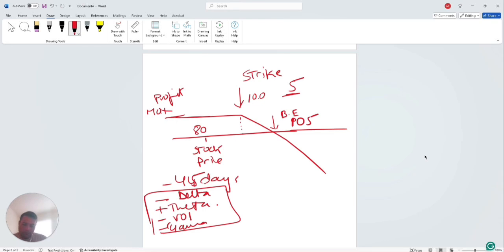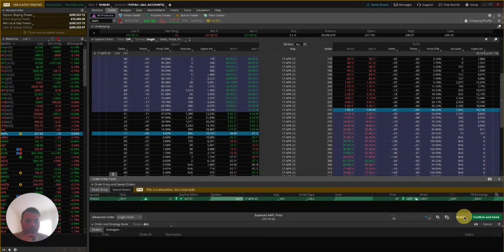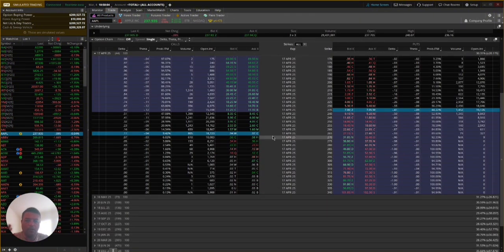Now, how do you actually defend this? What do you do? Let's go into the platform, and then I'll show you exactly how it works. So let's go into Apple. People are aware of Apple. It's a very popular stock. Usually, I would do this trade on futures options because of the capital efficiency that you get in futures options, and you collect the same amount of money, and I'll show you how.